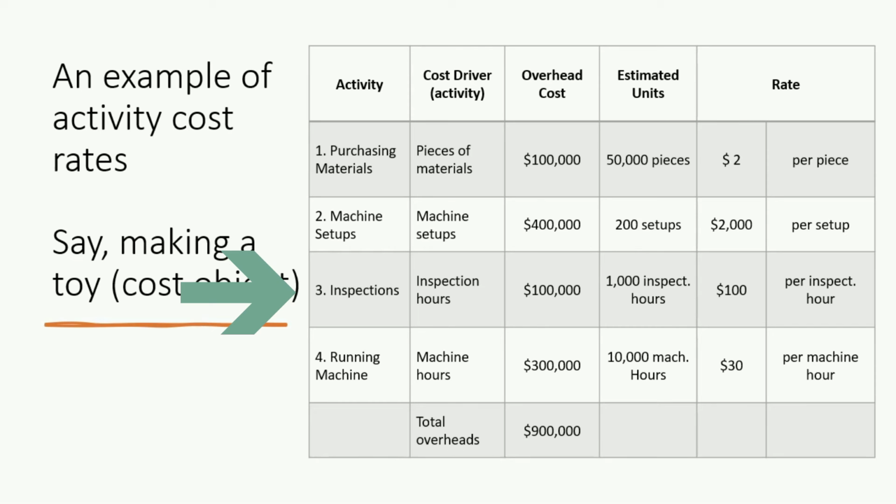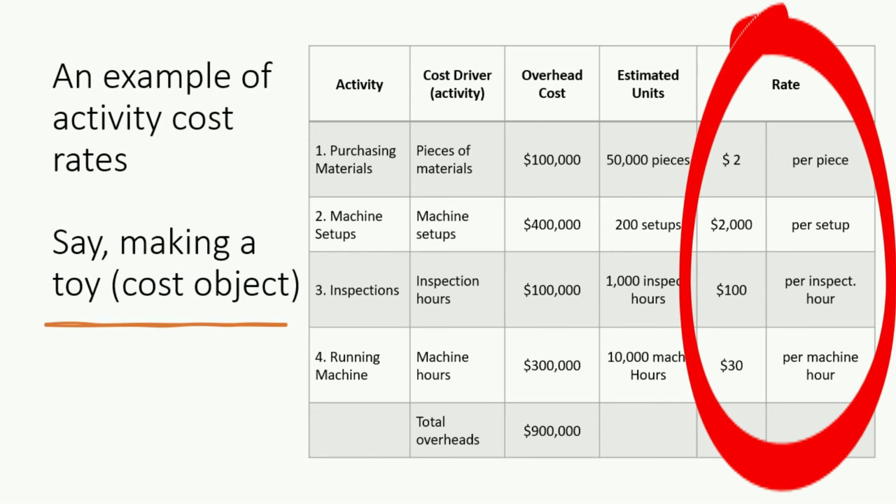Inspection is driven by number of hours. Cost pool is 100,000, and that 100,000 is for 1,000 inspection hours. Per inspection hour costs $100. Running a machine is the number of machine hours. The cost pool is 300,000 for running a machine, and it's estimated 10,000 machine hours for that cost pool, $30 per machine hour of running a machine. So we can see that total overhead cost is 900,000, and that's been caused by 4 different activities. And these 4 different activities have 4 different rates because their causality is different.